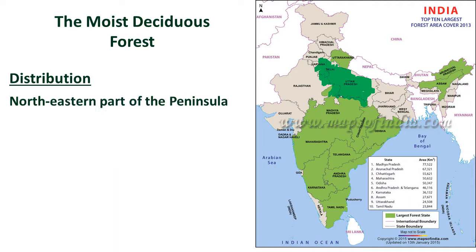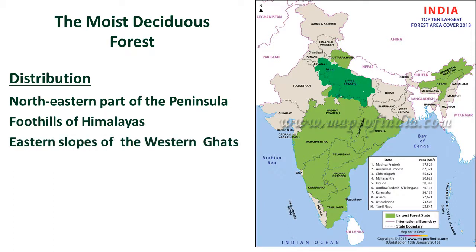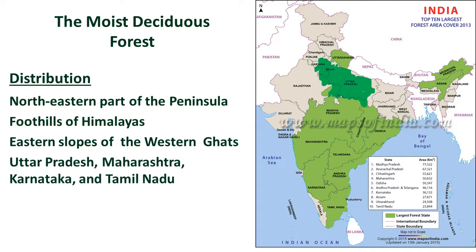These forests occur in the northeastern part of the peninsula, along the foothills of Himalayas and eastern slopes of the Western Ghats. They occupy a sizable area in Uttar Pradesh, Maharashtra, Karnataka and Tamil Nadu and have an area bigger than the evergreen forests. Following are the characteristic features of the moist deciduous forest.